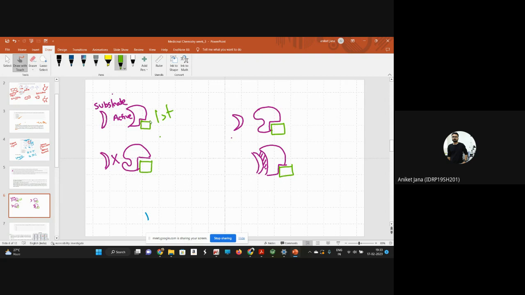We can see that if this molecule is binding to the allosteric site, then the conformation of the active site gets changed here, and the substrate cannot bind to the active site of the enzyme, right? Can you follow it?